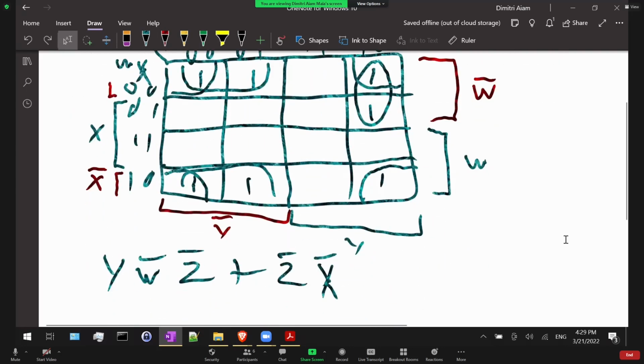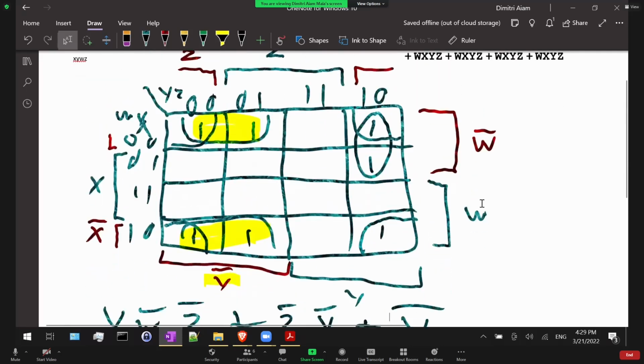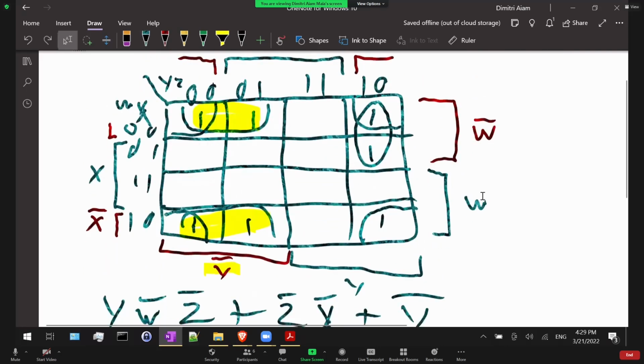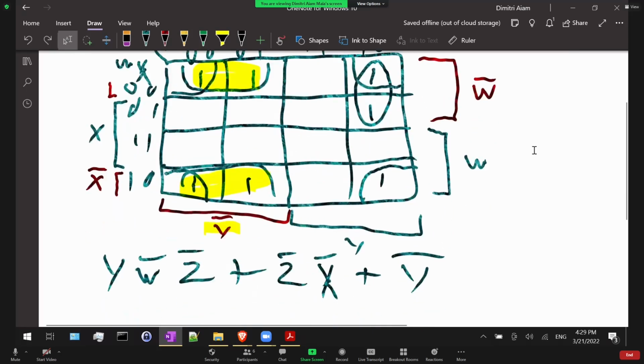So we have to map their group. Their group is over here and over here. So they're completely inside Y not, or Y not plus Y not. Y not's the whole thing. We need to exclude that. And that's X not.